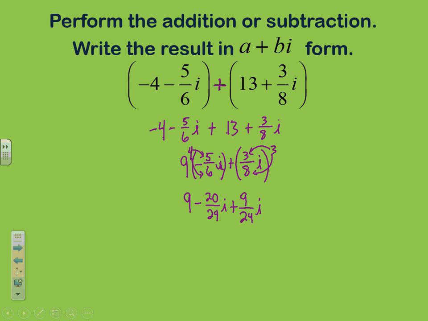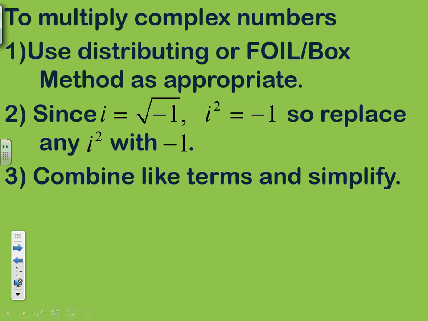And now that we have a common denominator with the two imaginary parts, we can go ahead and combine those together. And the negative 20 with the positive 9, remember when we add fractions together, we just add the numerators, and that would give me negative 11 over 24i. And that would be the final simplified form of that one. Sorry, we can't get rid of all the fractions with a common denominator for the whole thing because they wouldn't be proportional.